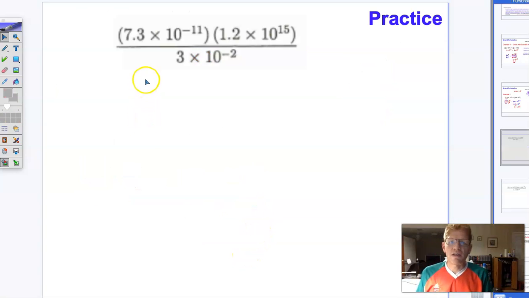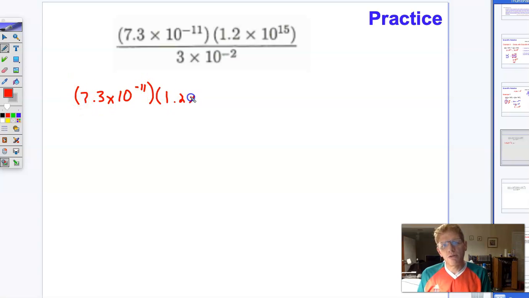In your homework for this lesson, we also deal with some situations where we're multiplying and dividing together. Let's take a look at that and use some negative exponents at the same time. In this problem, we're going to have two steps. We have two numbers being multiplied together, and then we're also dividing by 3 times 10 to the negative 2nd. So our first step will be to deal with what's on top of your fraction bar, and then divide that by what's on the bottom. So let's do that. We'll take 7.3 times 10 to the negative 11th, and we'll multiply that by 1.2 times 10 to the 15th. That's easy enough.